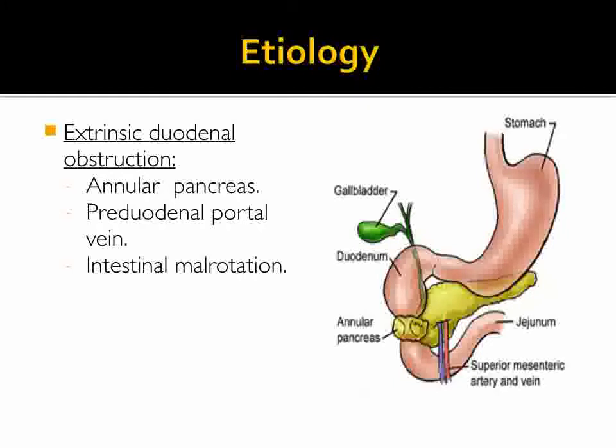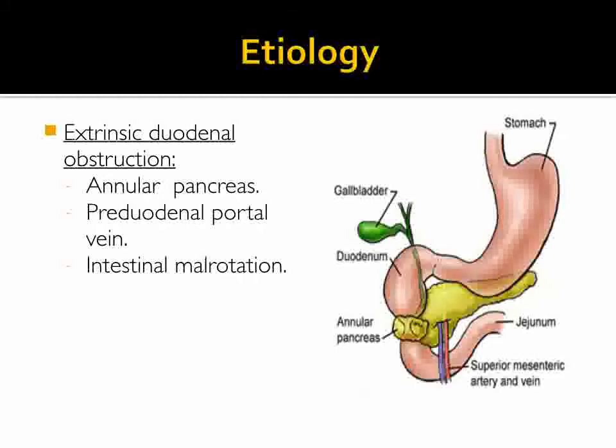Sometimes, during development, the pancreas develops from a ventral and dorsal bud. These ventral and dorsal buds should fuse on the medial aspect of the duodenum. Sometimes failure of rotation results in the presence of pancreatic tissue on the lateral aspect. So the pancreas encircles the second part of the duodenum, producing what we call annular pancreas.